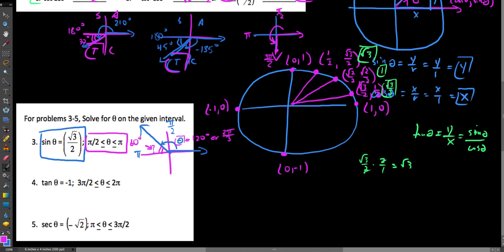So we're looking for what angle causes this to be true, but we're restricted to a particular quadrant. And you can see that our unit circle still comes in handy because we have to know what kind of angle we're making with the x-axis if sine is root 3 over 2.